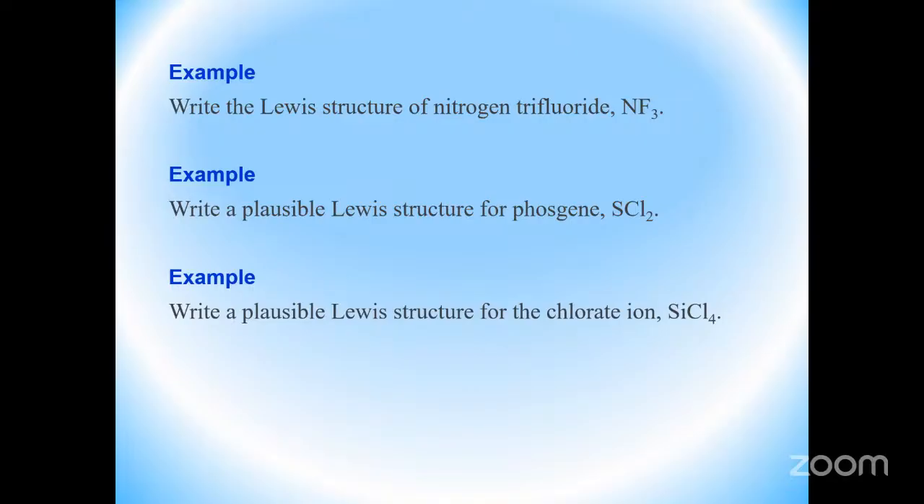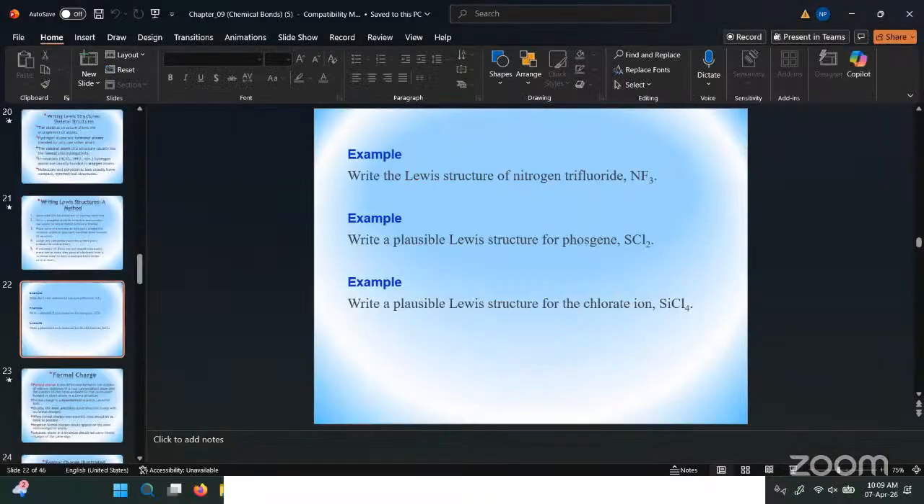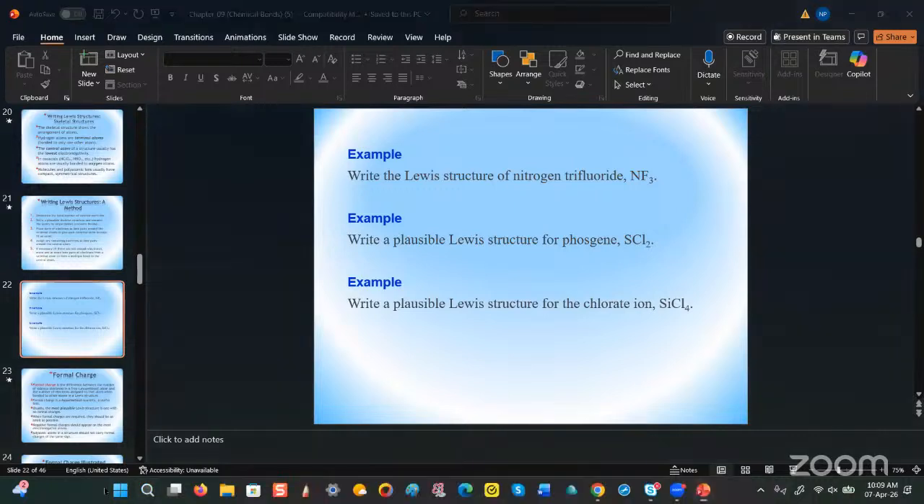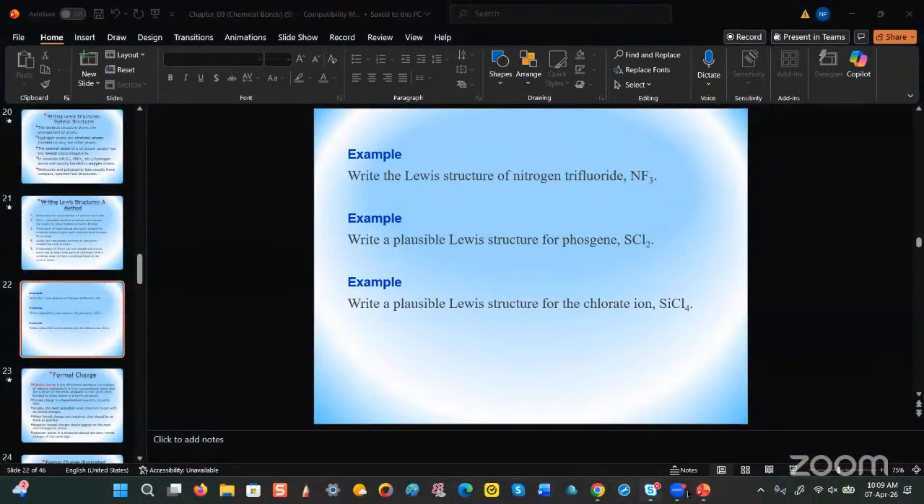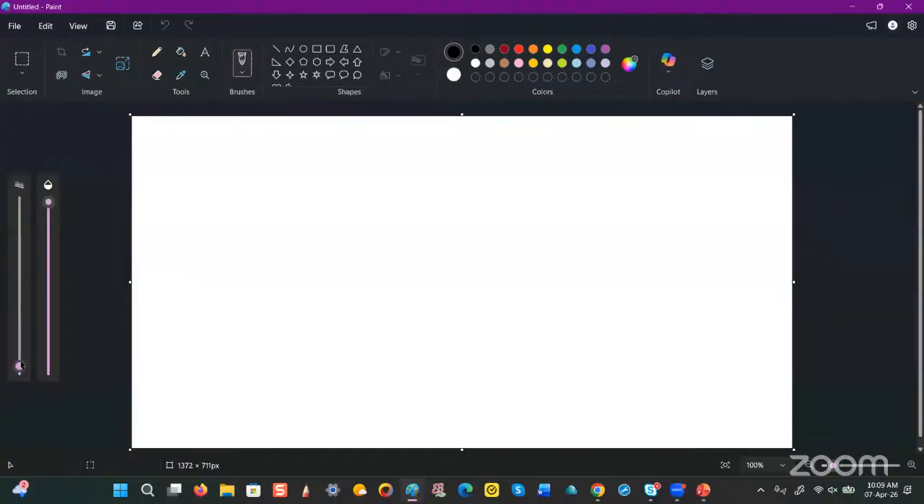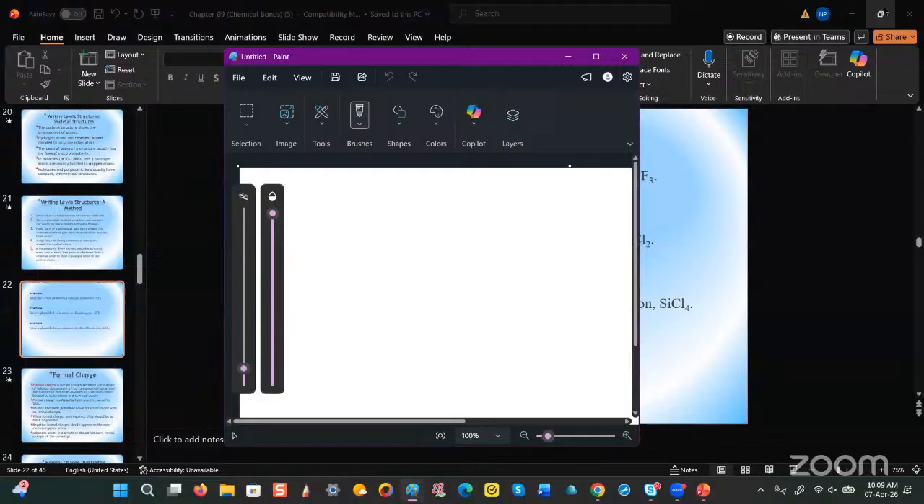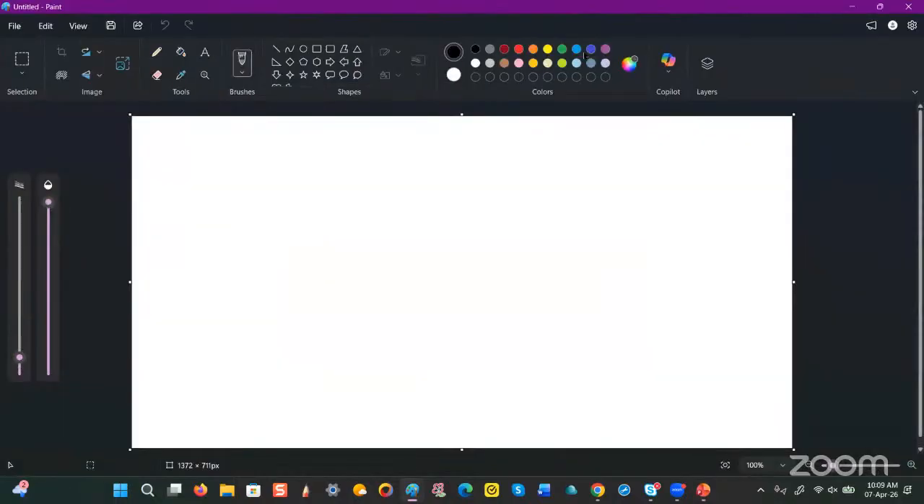So I think it's important that we do these examples first before we move on to the actual questions in the assignment. So let me open. Okay, so the first example is nitrogen trifluoride, all right? And I think I went through this in the videos, but I'm just going to go through it again.